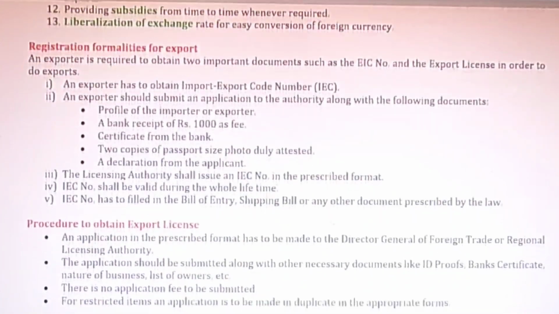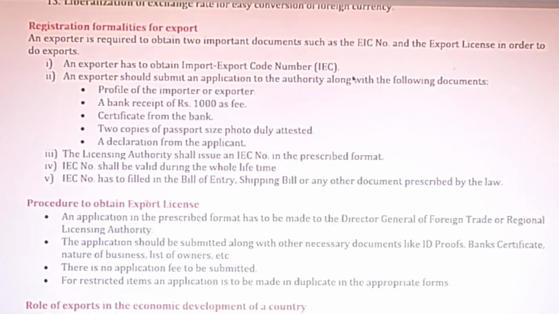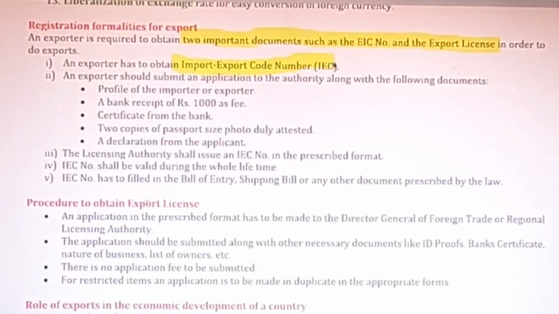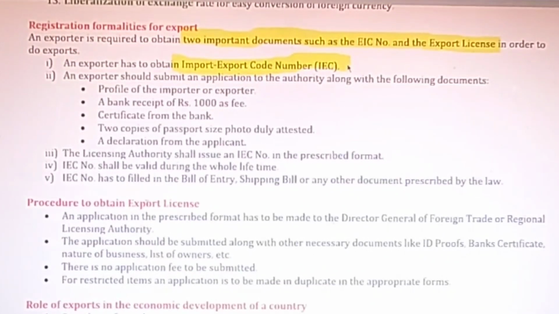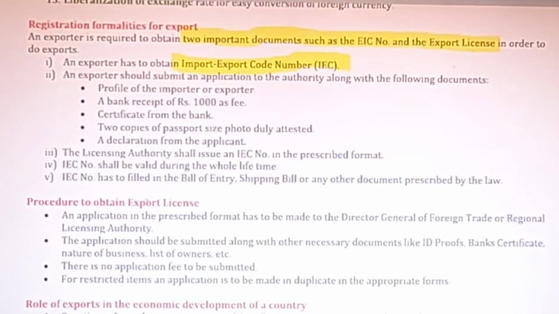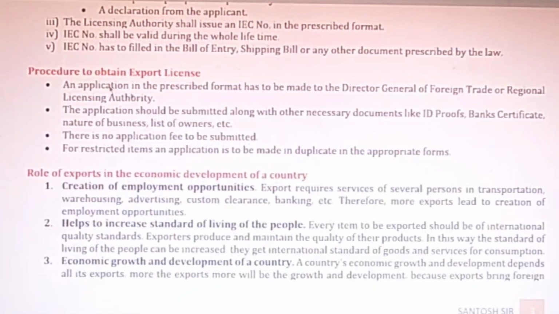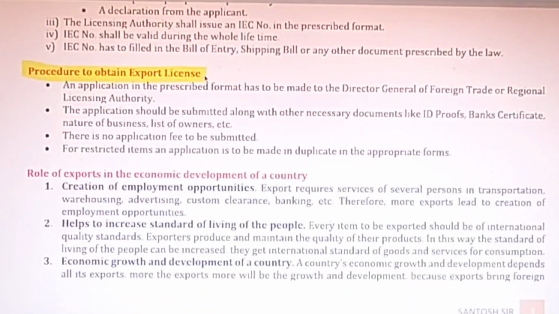The next topic is registration formalities for exports. How the exporters can register themselves, what are the stages, because an exporter needs to obtain 2 important documents to do export. The first one is the IEC number and the second one is the export license. IEC is the import export code number. This document should be there, and some other procedures are there to obtain the export license. Here I have written the procedures to obtain an export license.